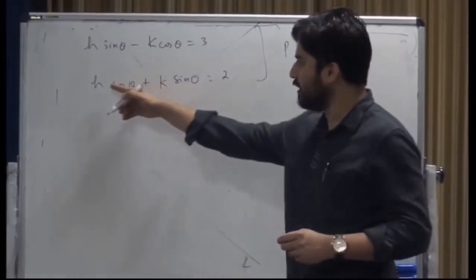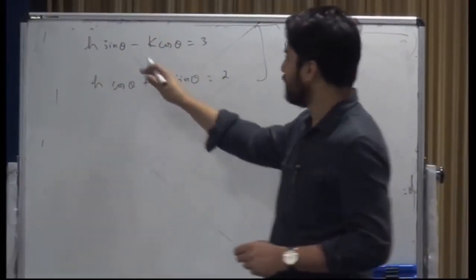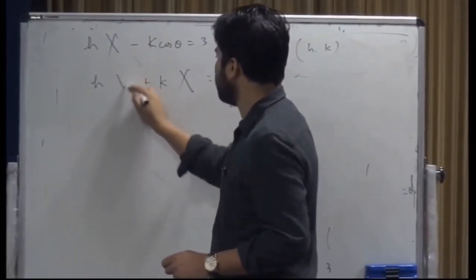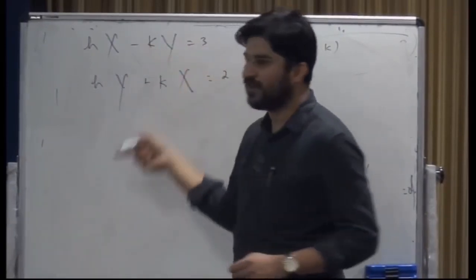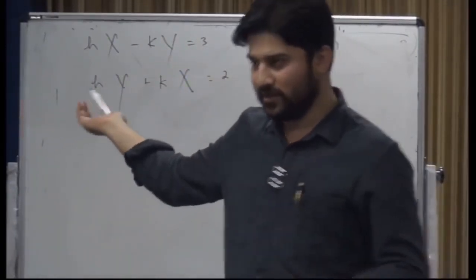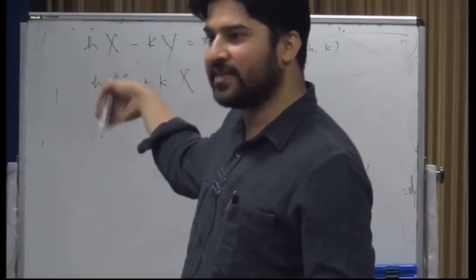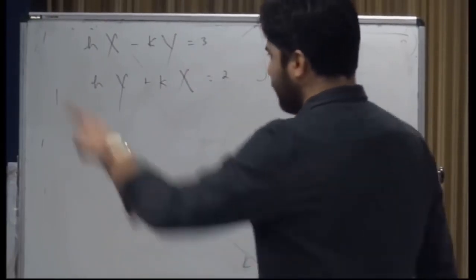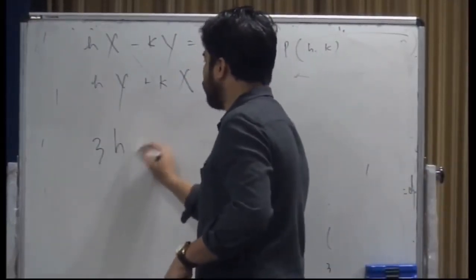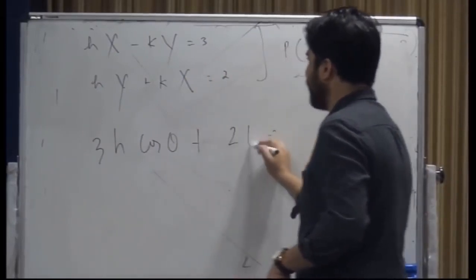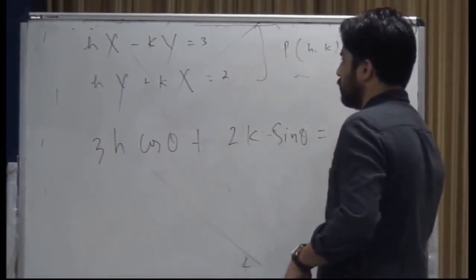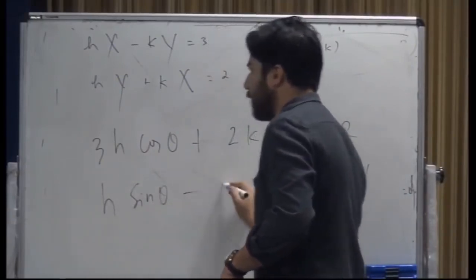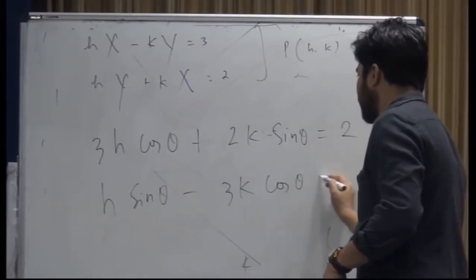So instead of focusing on h and k, consider sin theta as capital X and cos theta as capital Y, and find capital X and capital Y. Think of this as a linear equation. Find your X and Y and then write X square plus Y square is 1. Understood? Yes, sir. Similarly, the next question: 3h cos theta, I am dragging directly, plus 2k, and h sin theta minus 3k cos theta is equal to 3.